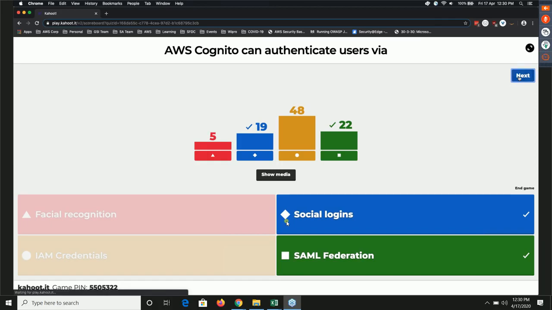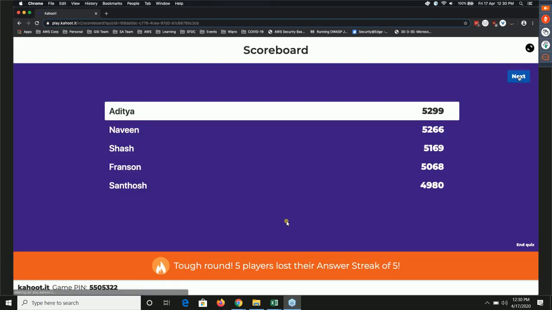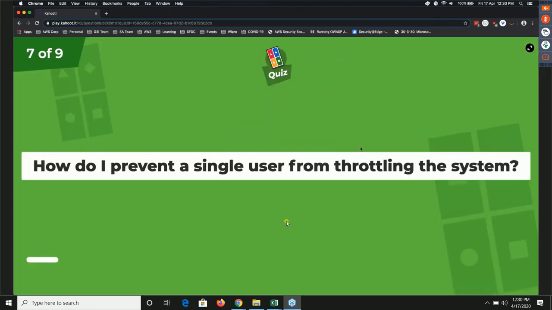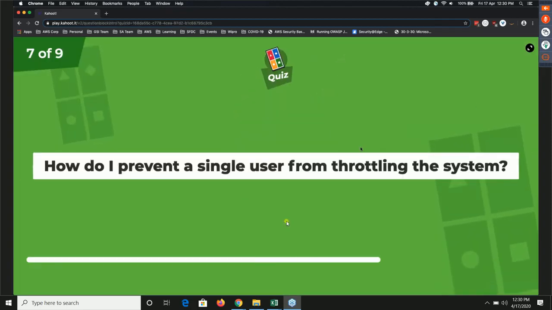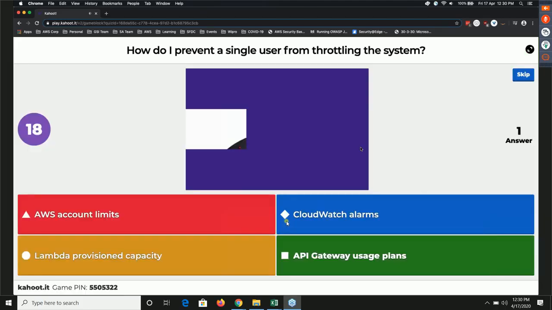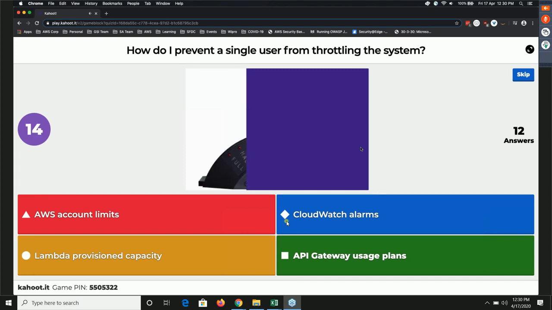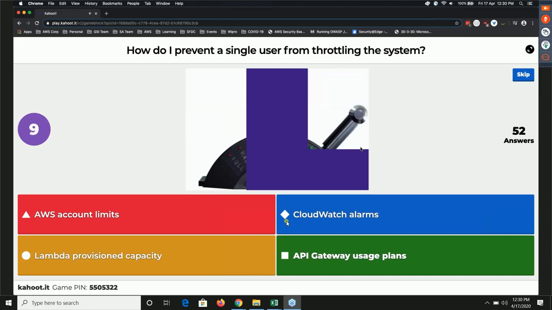All right. So let's see if the leaderboard has changed. Okay, we had somebody drop out, and we have RK3. 5 players lost their answer streak of 5. Interesting. So how do I prevent a single user from throttling the system? So AWS account limits, Cloudwatch alarms, Lambda provision capacity, or API gateway usage plans.